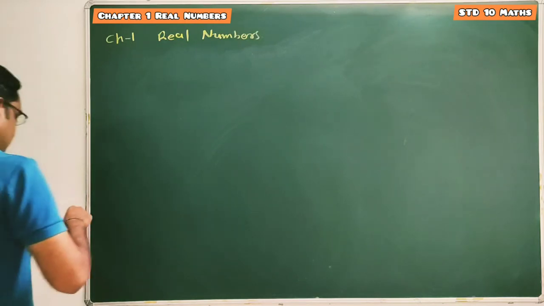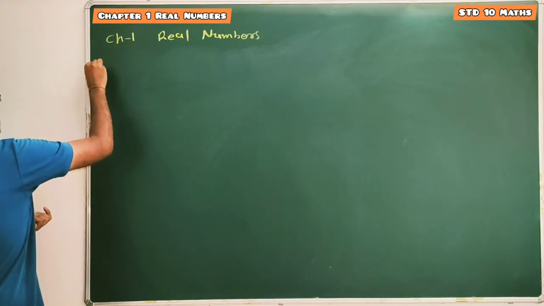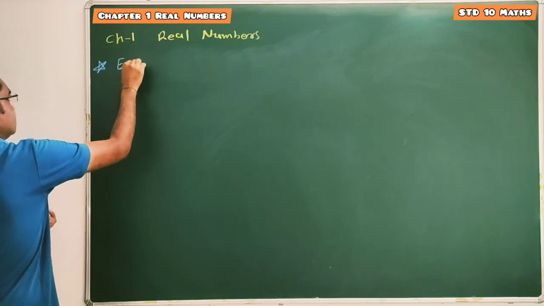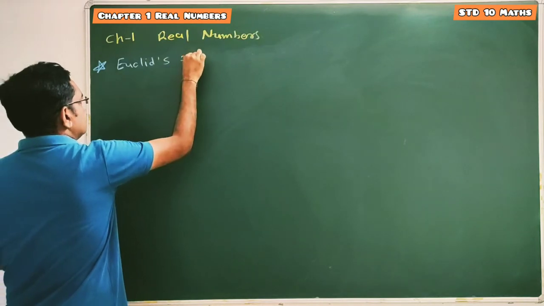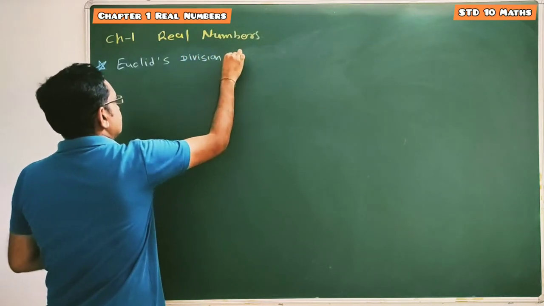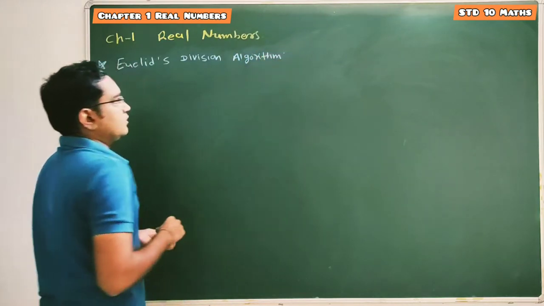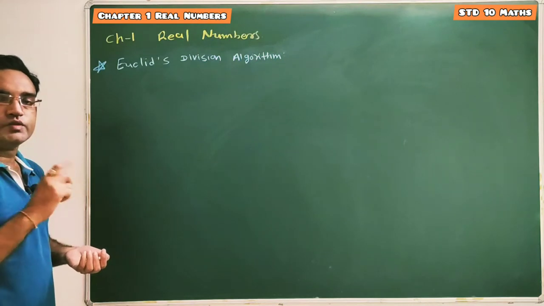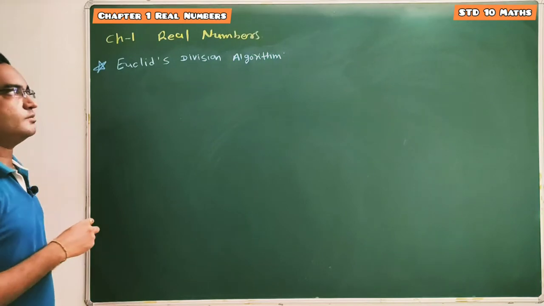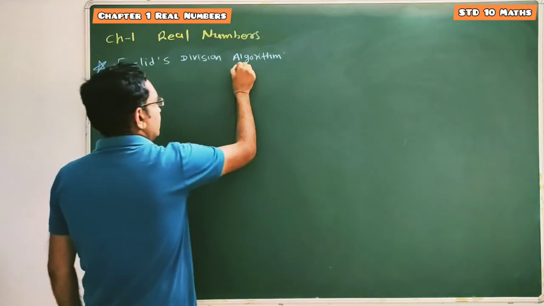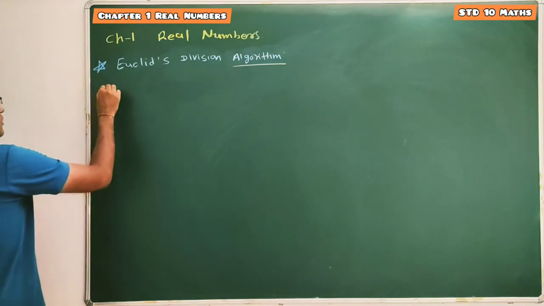Okay students, now the next one is Euclid's division algorithm. We have discussed Euclid's division lemma and Euclid's division theorem. Now we have to study what Euclid's division algorithm is. So the question is, what is an algorithm? We have defined lemma, now we will define algorithm.